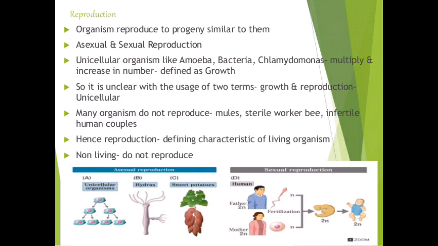Reproduction. Organisms reproduce progeny similar to them. Asexual and sexual means of reproduction are there. Unicellular organisms like amoeba, bacteria, chlamydomonas multiply and increase in number, that is defined as growth. So it is unclear with usage of two terms, growth and reproduction. Many organisms do not reproduce, like mules, sterile worker bees, infertile human couples. Hence, reproduction is not a defining characteristic of living organisms. Non-living do not reproduce.